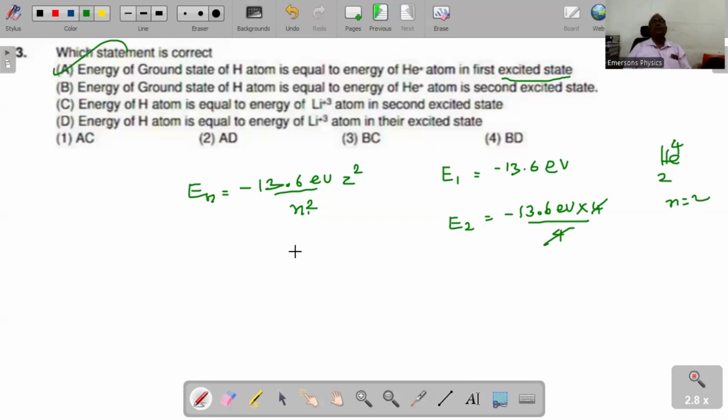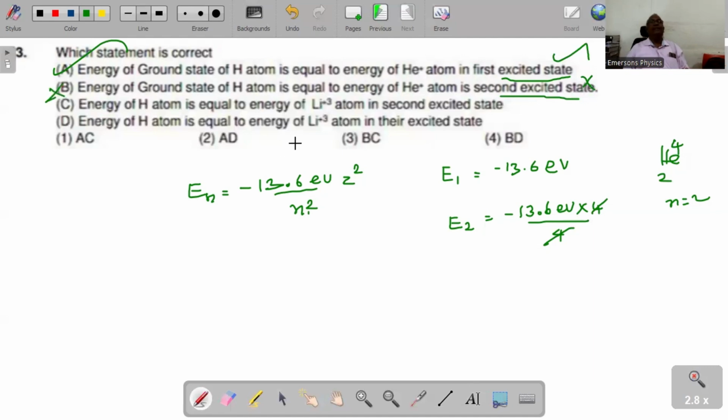Not only one, some more options are there. We'll see B. The energy of the ground state of the hydrogen atom is equal to the energy of the helium atom in the second excited state. Not at all possible. The second excited state means N is 3, so N squared becomes 9. Here the numerator is Z squared, which is 4, and the denominator is 9. So it is not possible, because this is 4 by 9. So this is not equal.